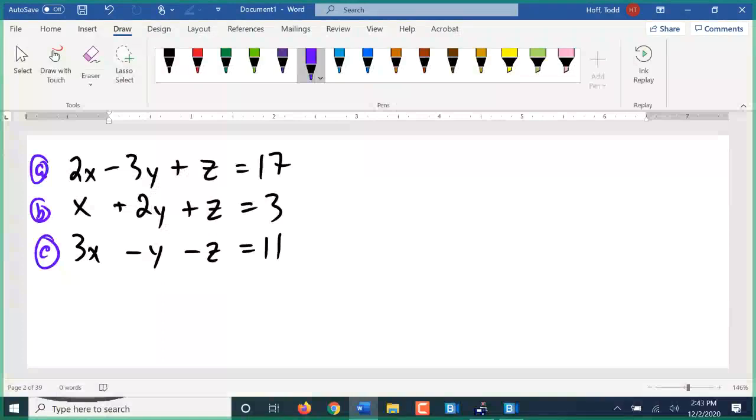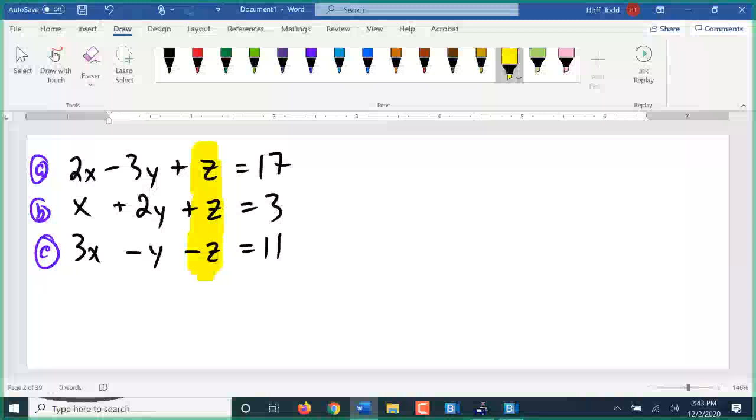And I look at this system of equations here. Specifically, I look at the z variable. I have a positive 1 and a negative 1. This screams addition or elimination method. That's exactly what I'm going to do with it.